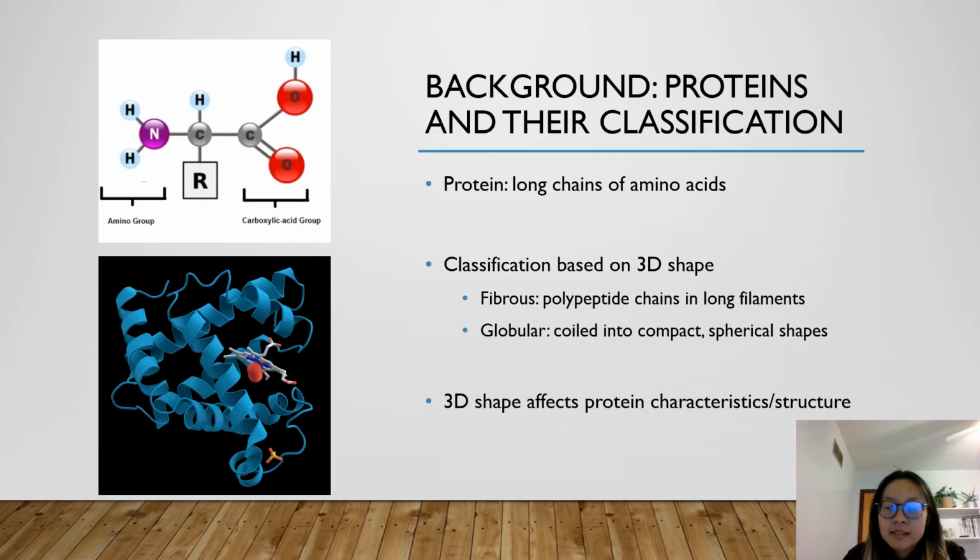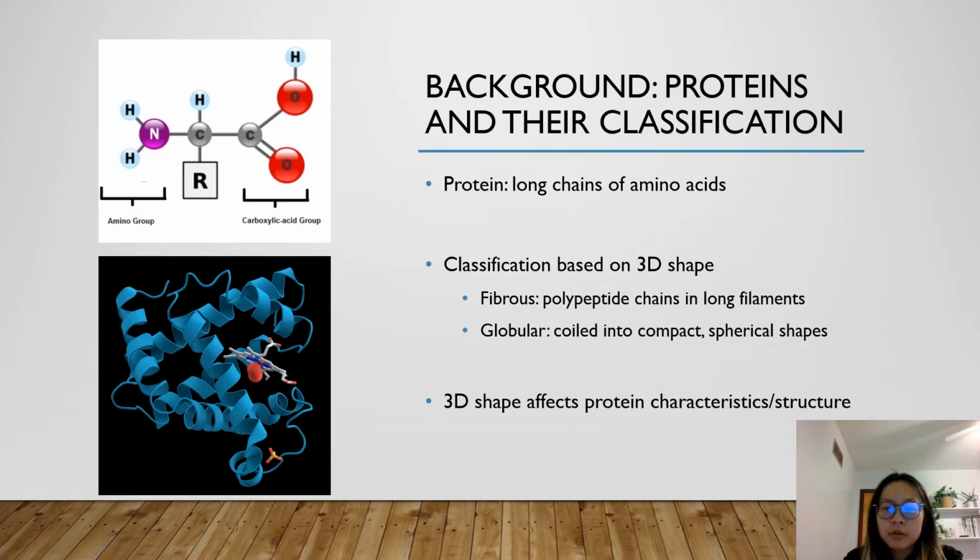And then protein classification is based on the 3D shape, which affects the protein's characteristics and structure. First category of proteins is fibrous proteins, which are polypeptide chains arranged side by side in long filaments. And because these proteins are pretty tough and insoluble in water, they are used in nature for structural materials. So examples of fibrous proteins are things like collagen and connective tissue.